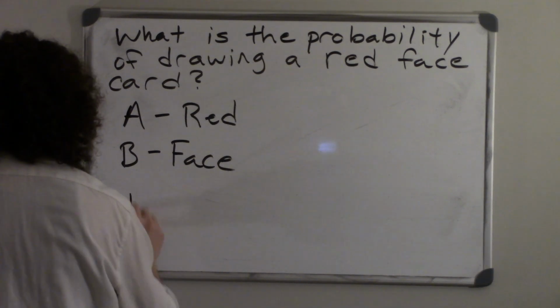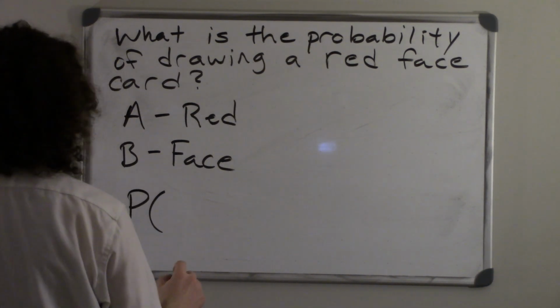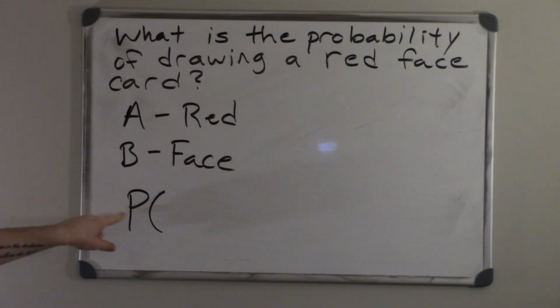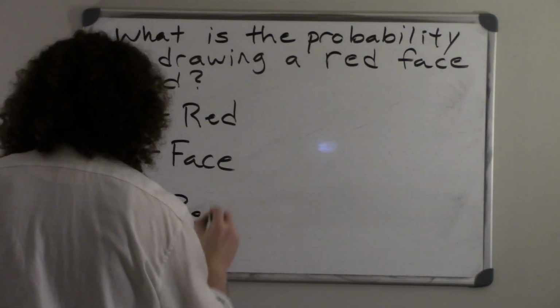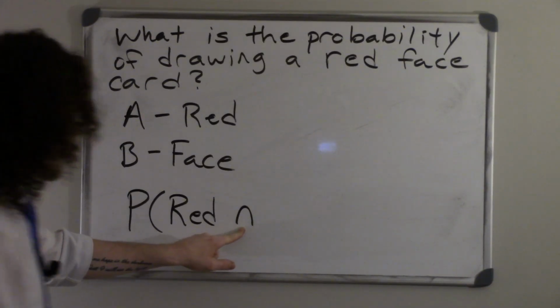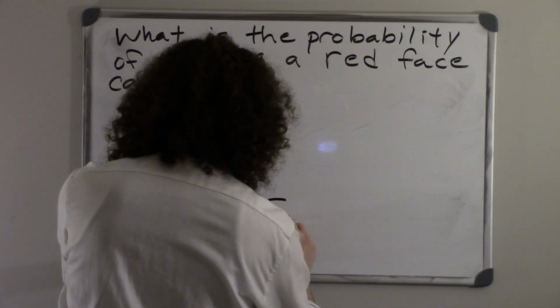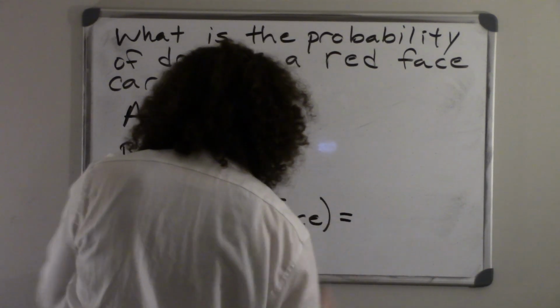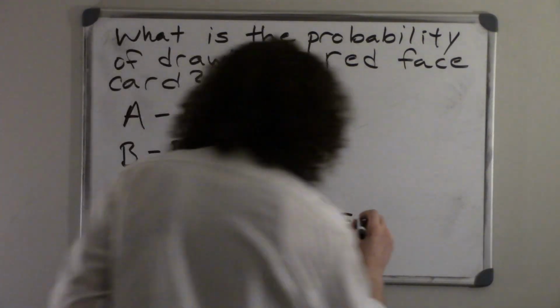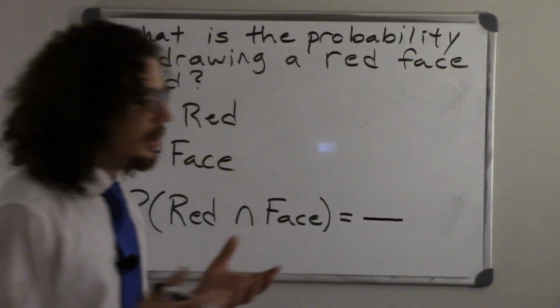Then we can go ahead and look at our probability, in this case the probability of the intersection. So we're going to have our probability statement here: P, open the bracket, and then we put that notation for the intersection. In this case, A is red, then we put our little N-looking thing, and then we write our B, which in this case is face.